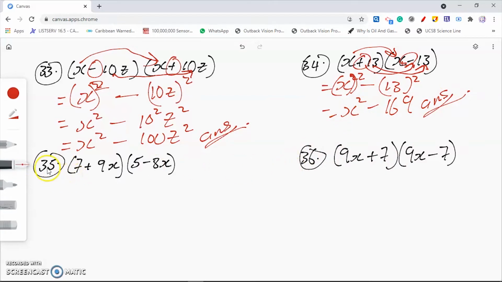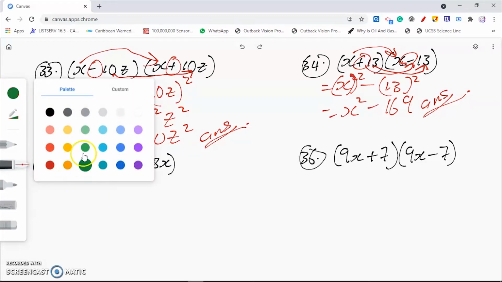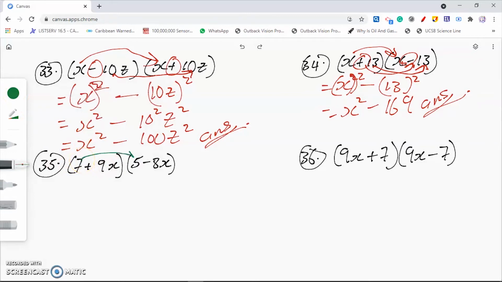Good. Number 35, we have 7 plus 9x times 5 minus 8x. In this case, both signs are different. We have 7 here, we have 5 here, and then we have 9x here and we have 8x here. So we cannot use this method we've been using, so we have to use the normal method. So you have to say 7 times 5.